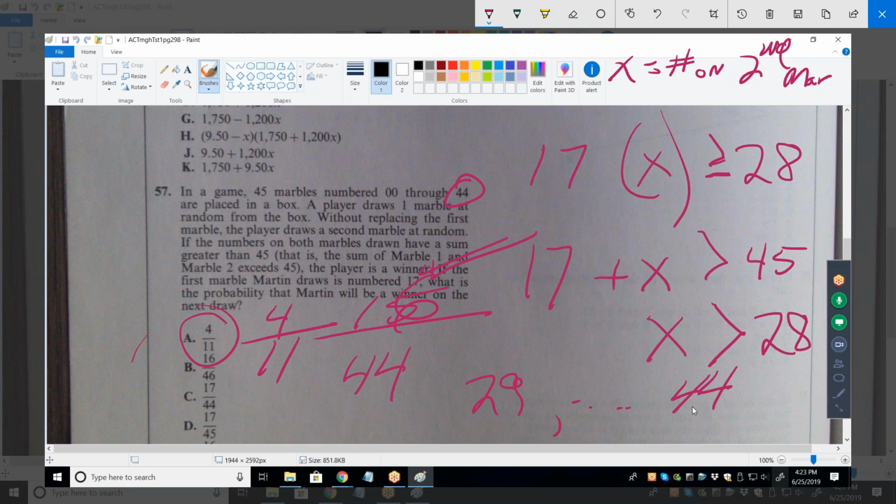Now, let's talk about this problem that we both missed the answer on. It's easy to mess it up because usually when you have these numbers, 29 through 44, you just subtract them. But not if you're including both numbers. You need to subtract them and add 1.